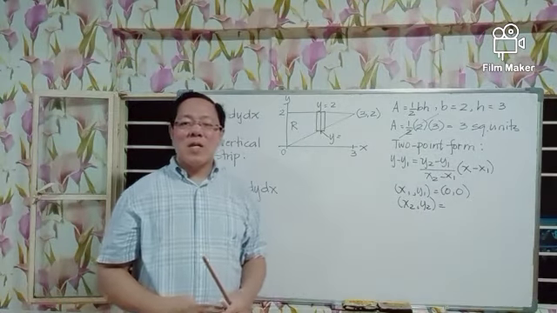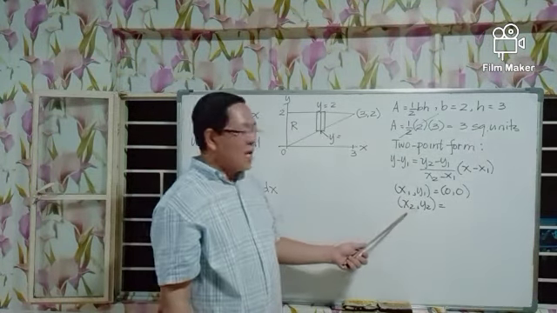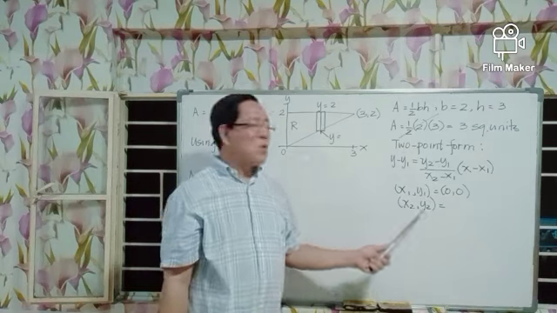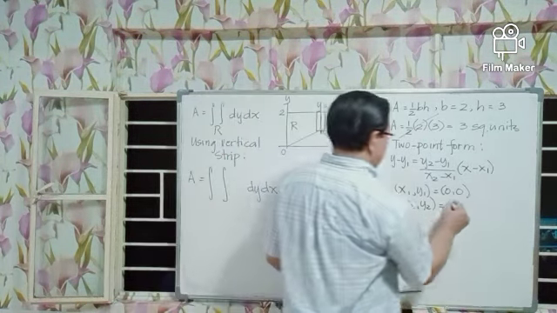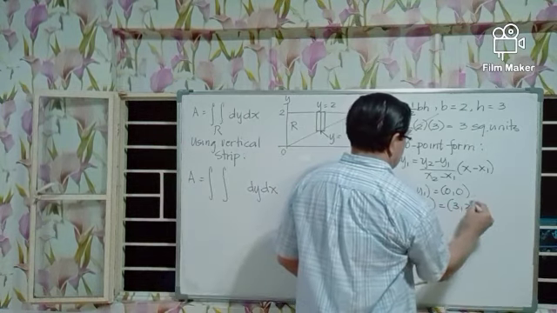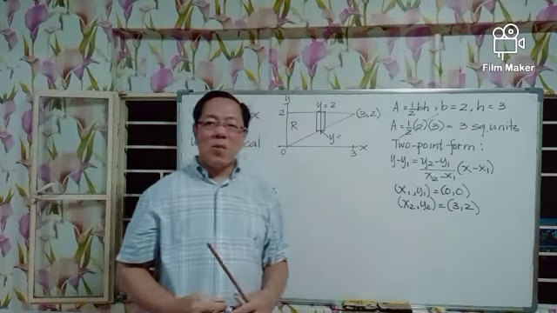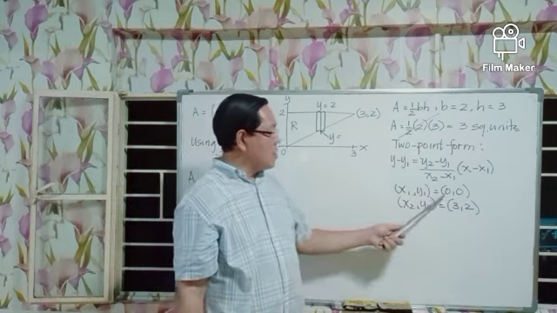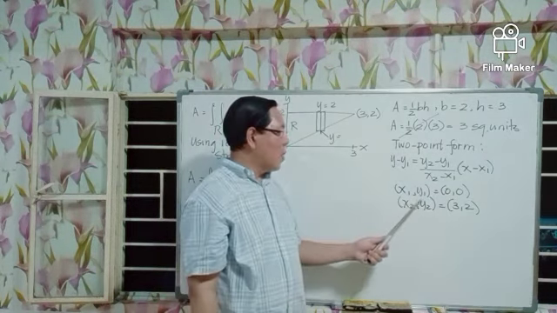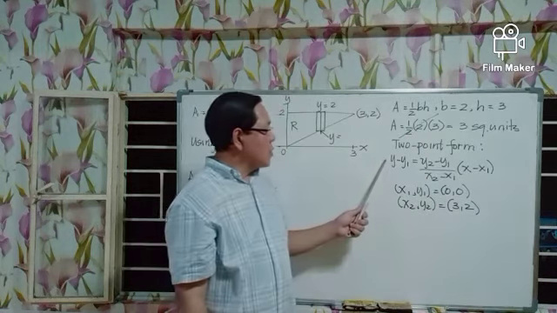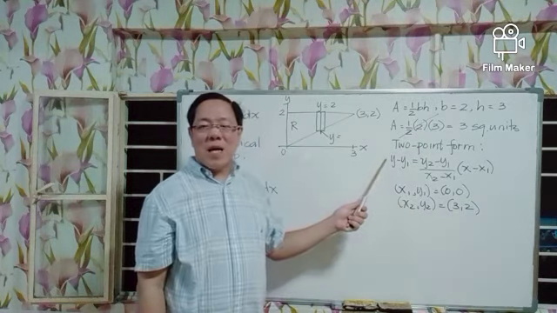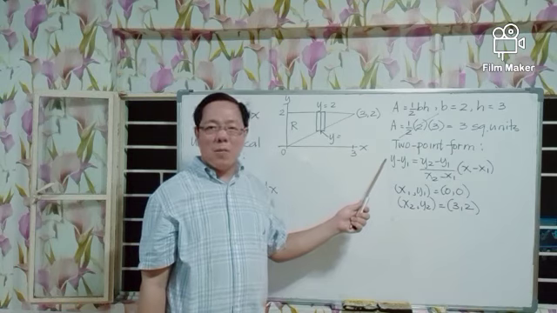So if we take the origin as the first point, the second point with coordinates x2, y2 will be the point with coordinates 3, 2. And we simply substitute these values of x1 = 0, y1 = 0, x2 = 3, y2 = 2 into this two-point form of equation of a line, and we solve for y in terms of x.